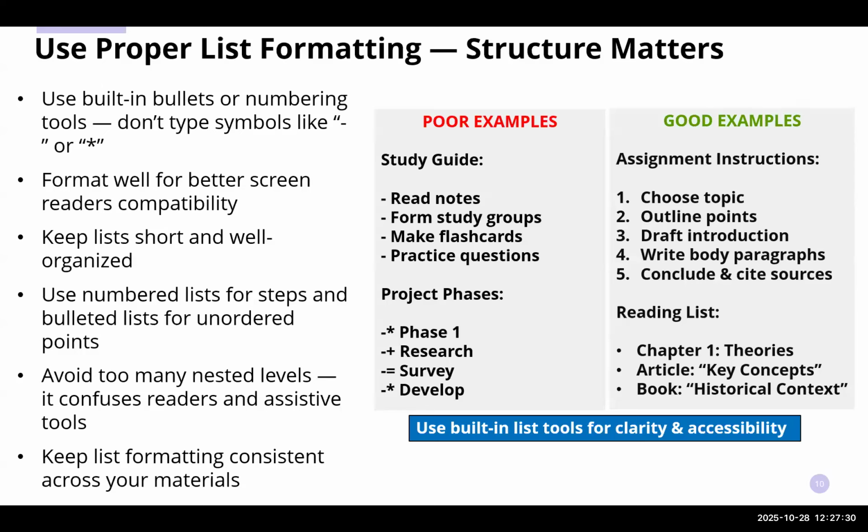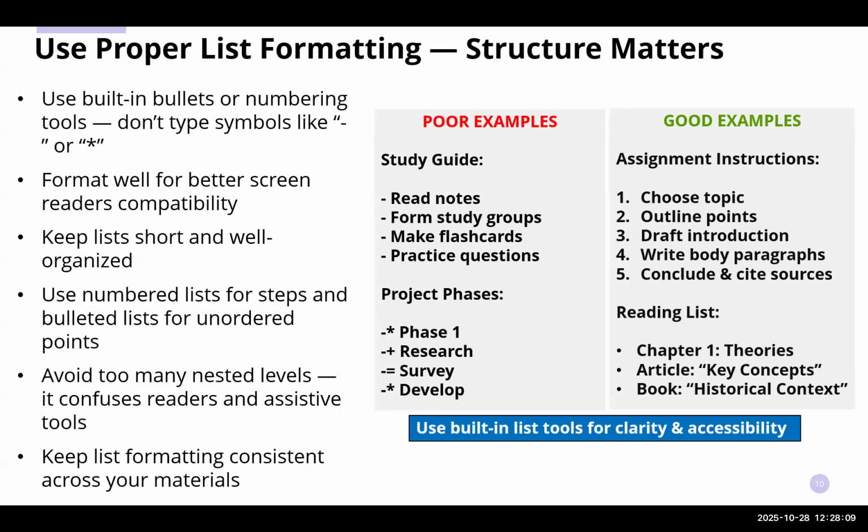Let's talk about lists now, because they are one of the easiest ways to make any information clear and quick to absorb. But again, here's the thing. They only work better if they are formatted properly. So always, again, use the built-in bullets and numbering in Word, PowerPoint, or Canvas. I know it can be tempting to just type your own dashes or asterisks. Definitely, it might feel quicker, right? But screen readers, as I mentioned earlier, do not recognize those as real list items.